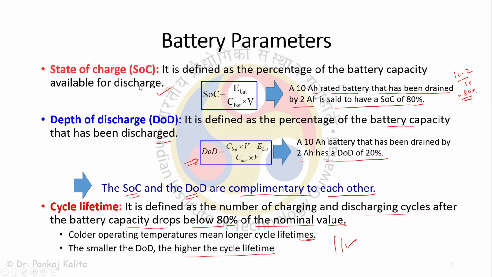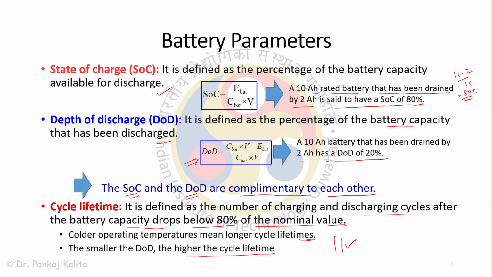Next thing is state of charge. It is basically defined as the percentage of battery capacity that is available for discharge, and depth of discharge is the complement of the state of charge. It says the percent of battery capacity that has been discharged. So in mobile, now we have 34% of battery left for discharge. That is state of charge, and if 34% is left for discharge, then 66% is depth of discharge. This is the simplification of what we see in mobile.